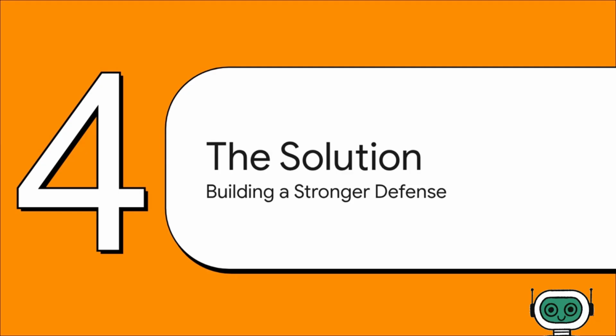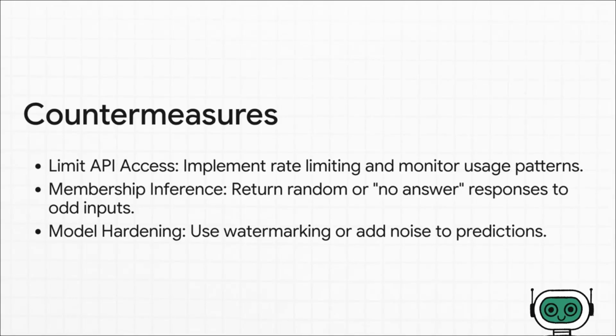Okay, so the good news is you are not defenseless here. There are some really concrete things you can do to make these attacks a lot more difficult. The first line of defense is the basics, putting rate limits on your API and actually monitoring usage for strange patterns. But you can get more advanced. You can start to actively trick the attacker. For instance, if you detect a suspicious query, you could return a random, useless answer. You can even watermark your model by training it to give a very specific, weirdly incorrect answer to a super rare query. That way, if you ever see that unique wrong answer pop up somewhere else, it's like a fingerprint proving your model was stolen.